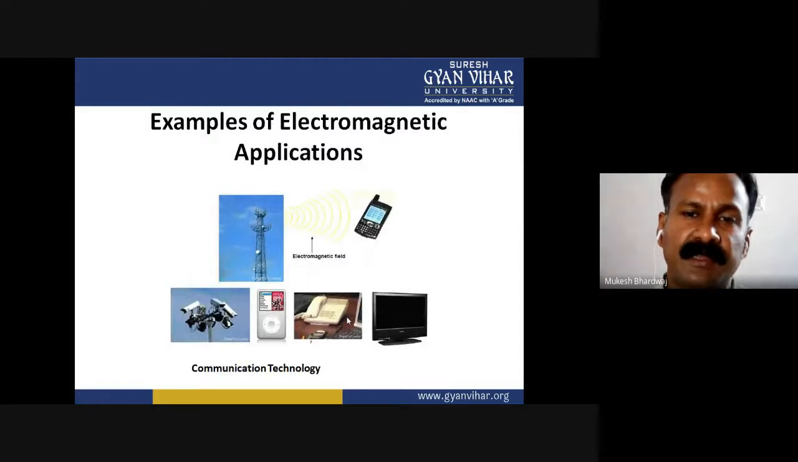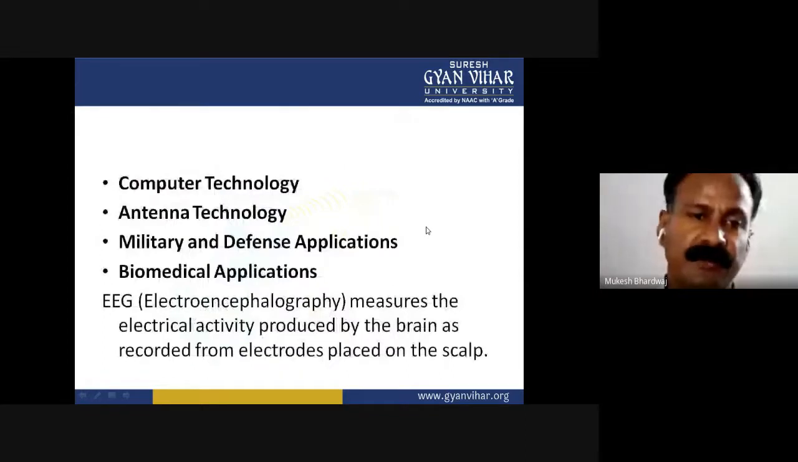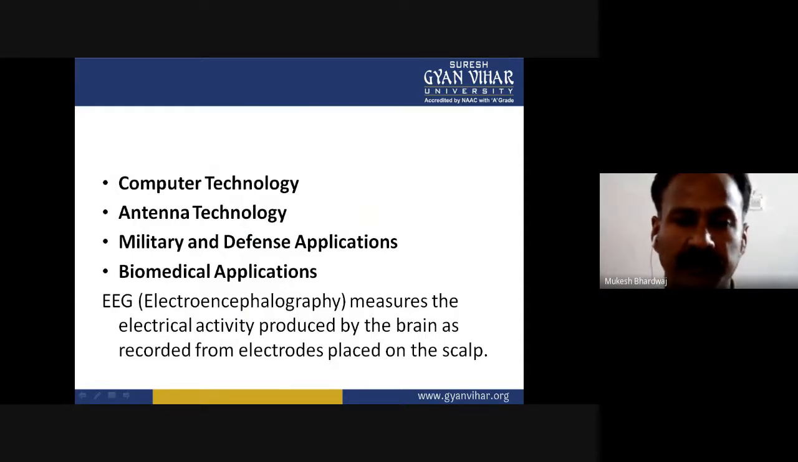Examples of electromagnetic applications. The pictorial representation of electromagnetic applications shows some high-level examples of electromagnetics: computer technology, antenna technology, military and defense applications, and biomedical applications. Electroencephalography measures the electrical activity produced by the brain as recorded from electrodes placed on the scalp.